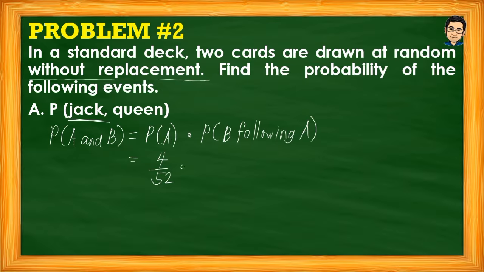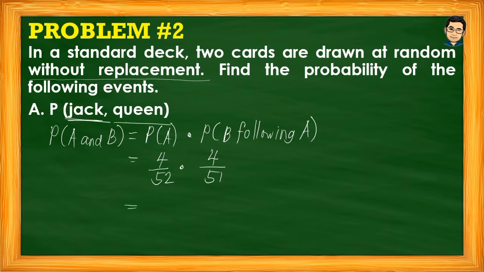Next, probability of queen naman. So, that is 4 over 51. Okay, so B following A is because mababawasan na po ang laman ng deck. Nakabunot na tayo halimbawa ng jack of hearts. Jack of hearts, itatabi natin siya. So, and then, from 52, magiging 51 na lang. Pero, yung queen, 4 pa rin. It's because ang jack tsaka queen ay magkaiba naman po.